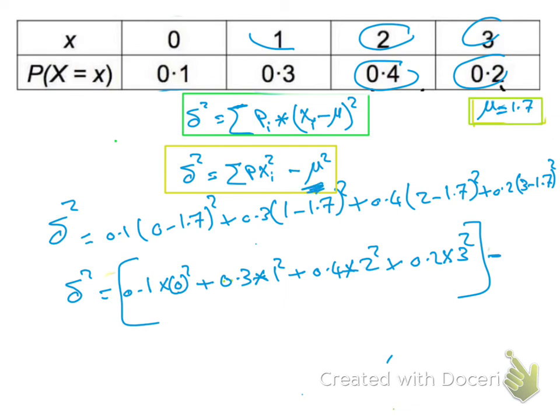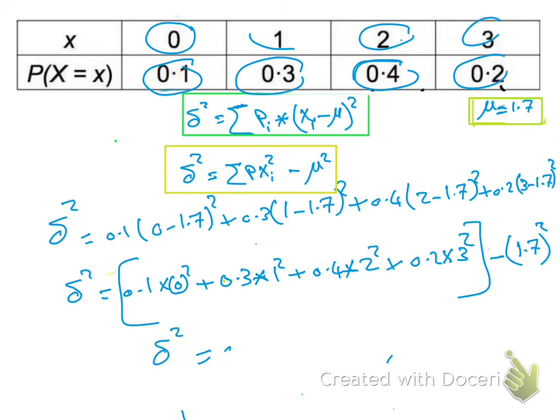So here we were taking every time x minus mu, and so on, x minus mu. But in this case we will not use the same way. Here we will use each probability times the square of x, and at the end minus mu square, minus 1.7 square. So the answer will be 0.81. We can also get the square root, so sigma will be equal to 0.9. I hope the math is clear.